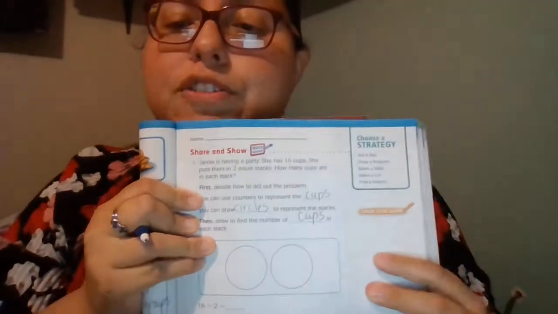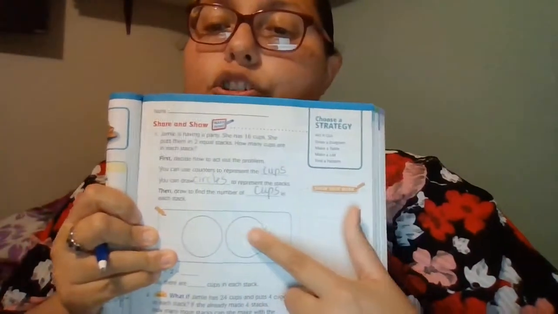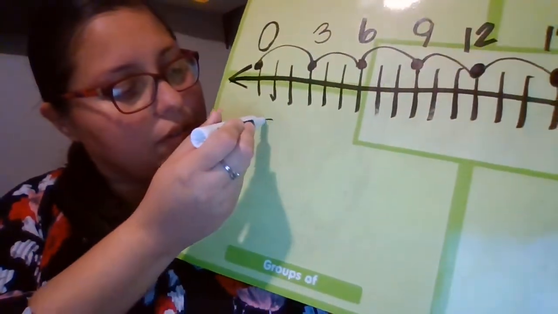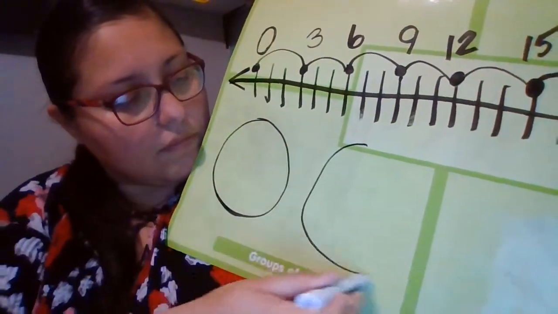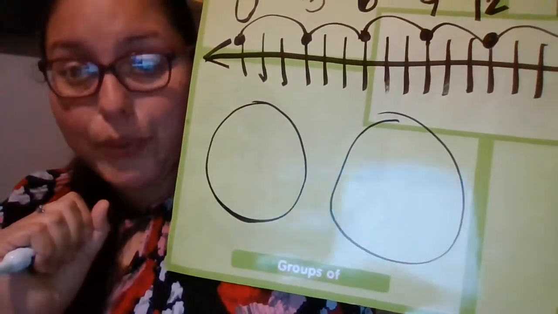So we have 2 circles and we're going to draw little circles inside because remember, she has 2 equal stacks. She has 16 cups. So let's start making our circles. I'm going to use my green board so you could see it bigger. We're going to make 2 groups because we have 2 stacks, 2 big circles, and we're going to use little circles inside until we get to 16.